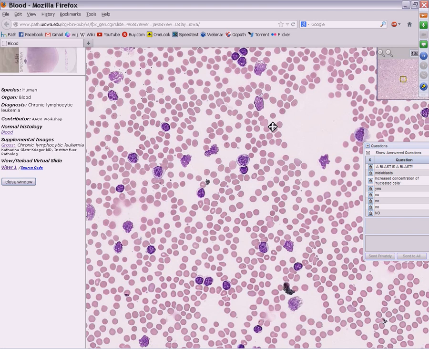Okay, good. Second question is, do you see how there are some cells like here, and here, and here, and maybe here, and here, and here, that don't have cytoplasm? It looks like a basket nucleus. There's no cytoplasm. Yeah, we call these smudge cells or basket cells. Sometimes you see them normally, but there's an awful lot here. This is also typical of chronic lymphocytic leukemia.